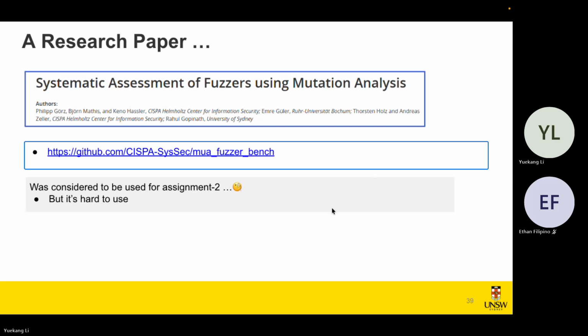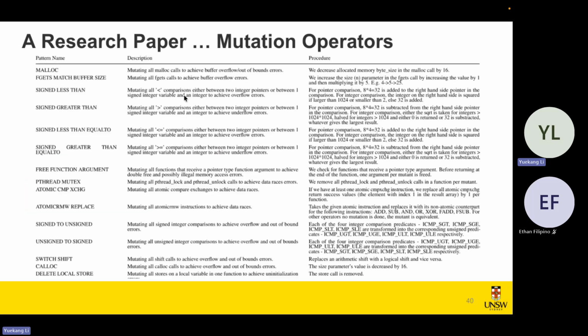And we actually considered doing some practice for assignment 2 or 3, but it's very hard to use. But what we care about in this paper is the design of mutation operators. It's actually very similar to what we discussed in the previous slides. You can see that they are also trying to replace the relational operators, right? They are also doing some arithmetic operators, like switching the shift kind of thing.